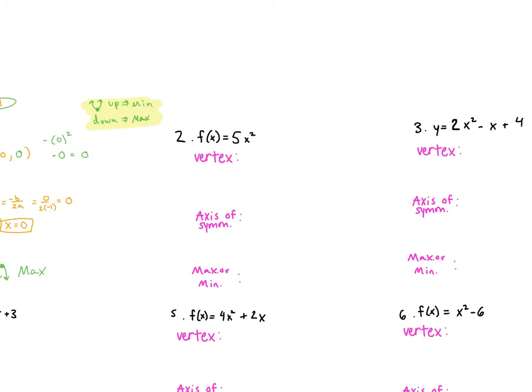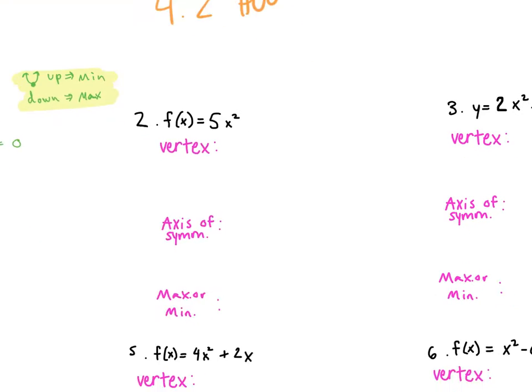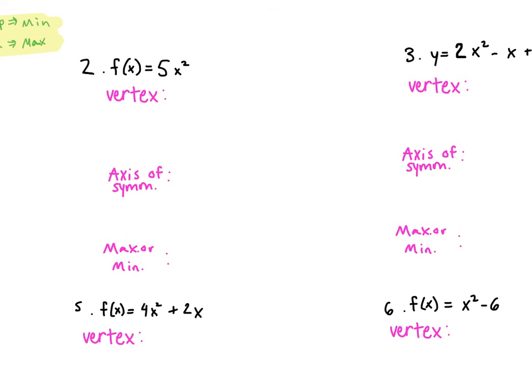All right. 4.2 homework. Number 2. So what's the first thing we have to find? Vertex, axis of symmetry, or max or min? Axis of symmetry. And what's our formula for axis of symmetry?